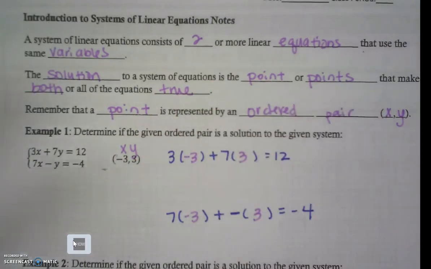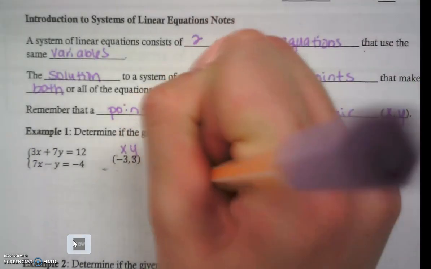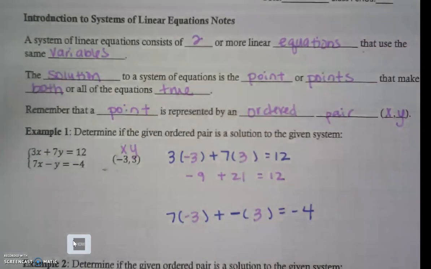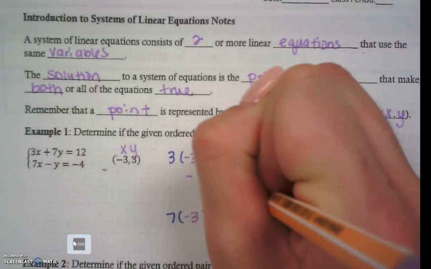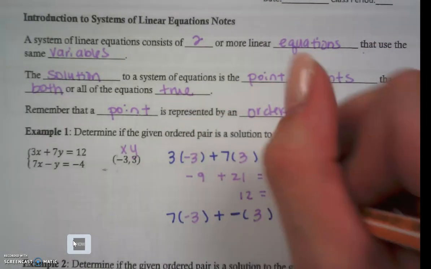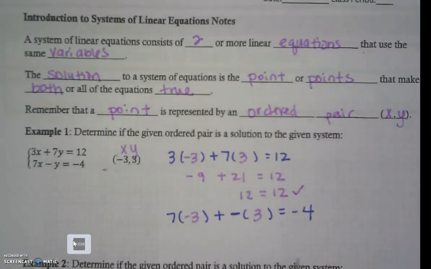And I want to evaluate these functions. So this is going to be a negative 9 plus 21 equal to 12. What is 21 minus 9? I hope you say 12. Is it true that 12 equals 12? Yes. However, just because it works for one does not make this true. It has to work for both.